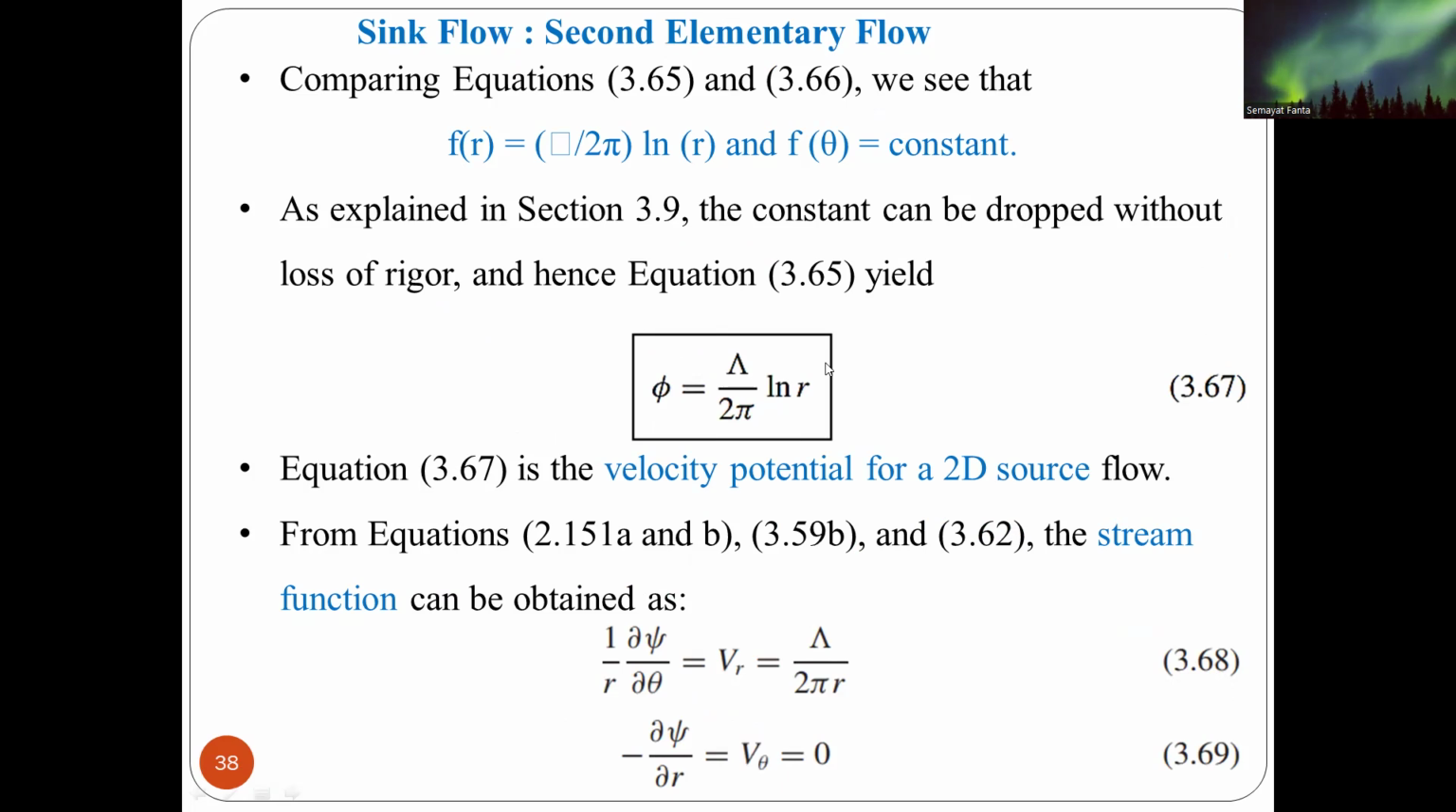Again, considering the stream function, we can obtain 1 over r dψ/dθ, which is equal to Vr, which is equal to source strength over 2πr. And the second equation is minus dψ/dr is equal to Vθ, which is 0. So the tangential velocity is 0.